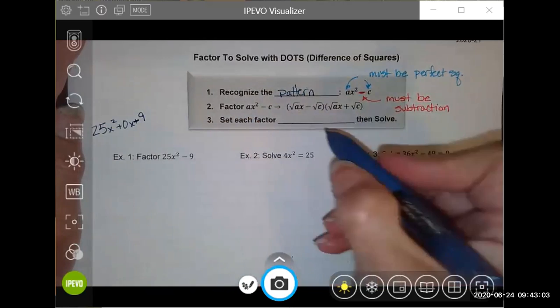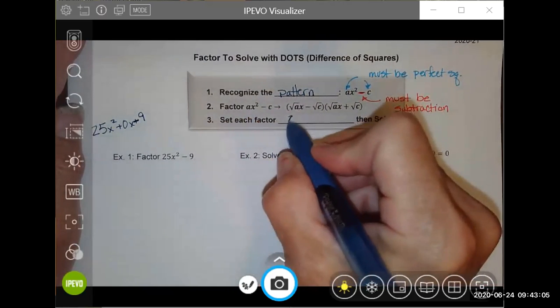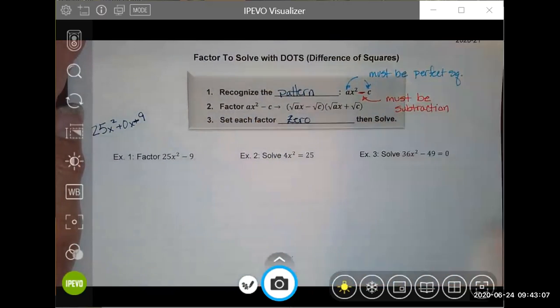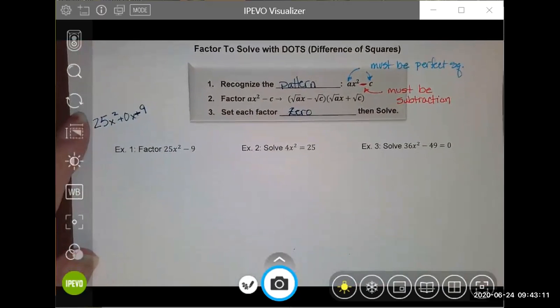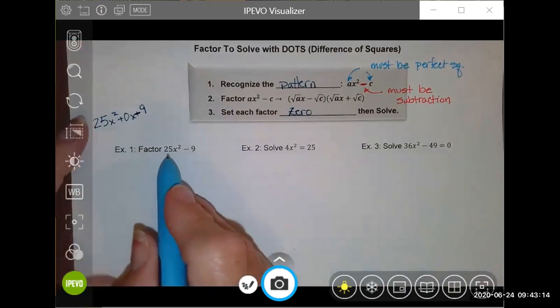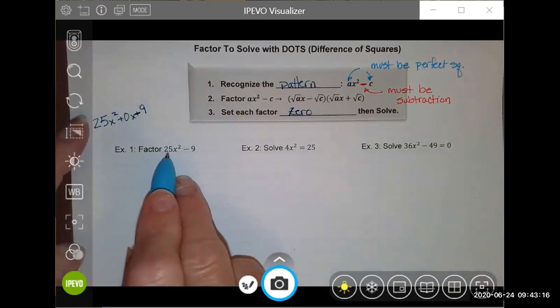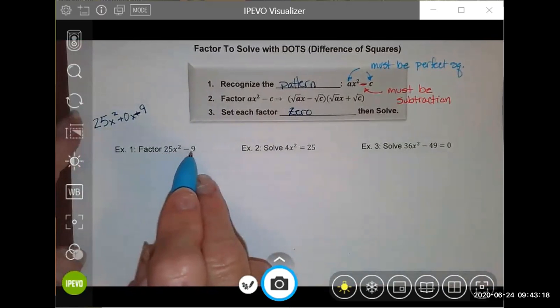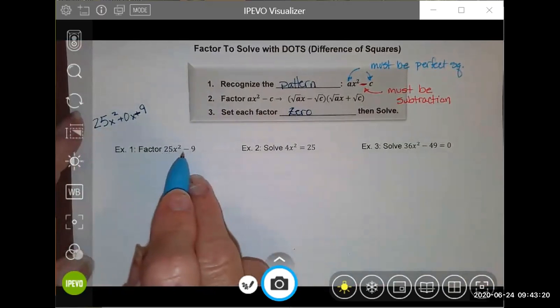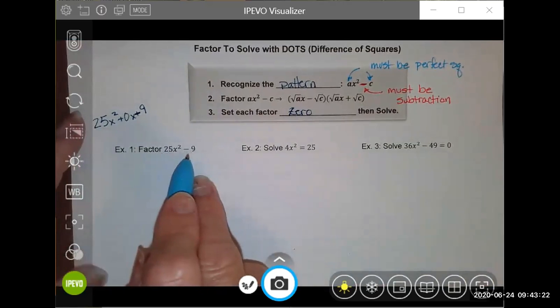Once I have it factored, I'm going to set each factor equal to 0, and then I'm going to solve my baby equations. So let's look at an example. The first thing I like to do is just identify, is 25 a perfect square? Yes. Is 9 a perfect square? Yes. Is it a difference? Yes. So this is a difference of two squares.